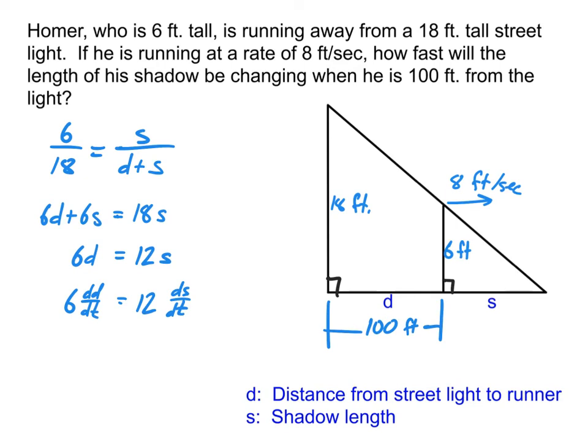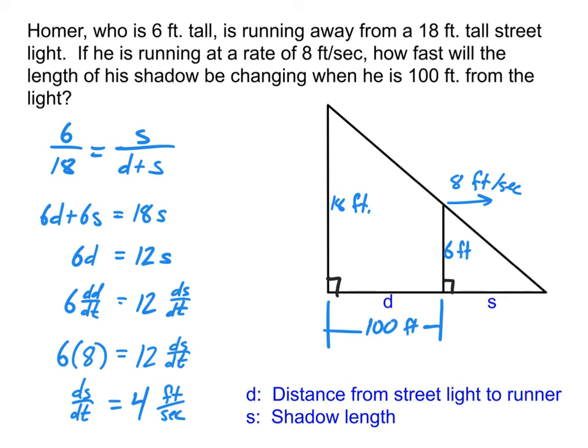So let's go ahead and plug in for dd over dt. So that would turn that into 6 times the 8 equals 12 ds over dt. And then go ahead and solve that out for ds over dt. And we should find that the length of the shadow at that moment is increasing by 4 feet per second. All right, so that means that the shadow's length, specifically just the shadow, is increasing by 4 feet per second.